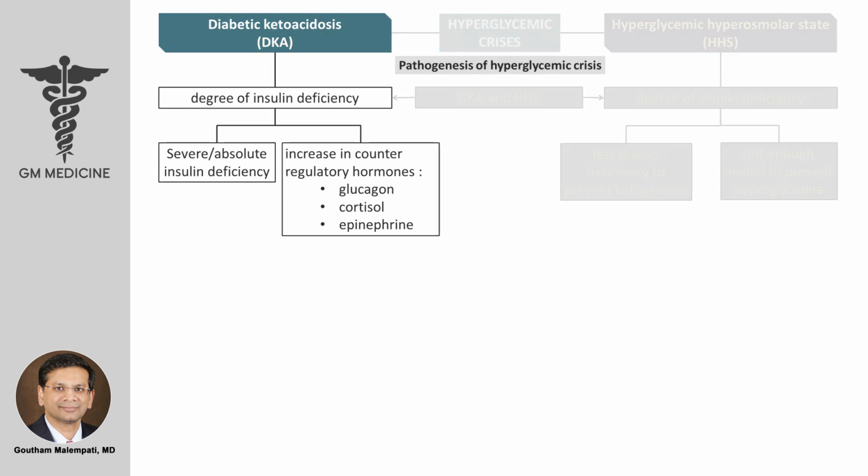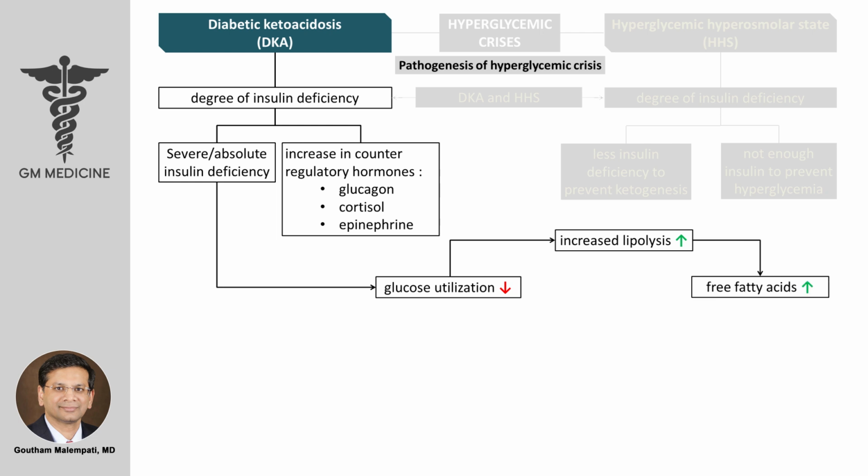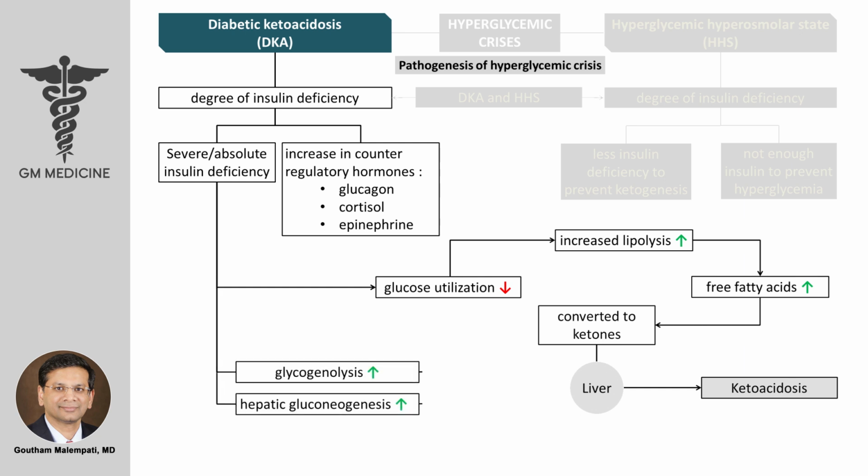So an absolute insulin deficiency with increased counter-regulatory hormones will cause decreased glucose utilization, resulting in increased lipolysis, causing increased free fatty acids, which can then be converted to ketones in the liver, causing ketoacidosis. There's also increased glycogenolysis and hepatic gluconeogenesis in the liver that contribute to the hyperglycemia.